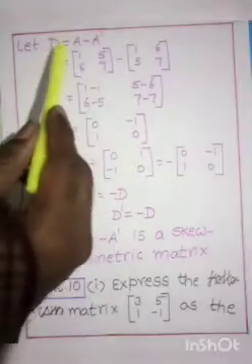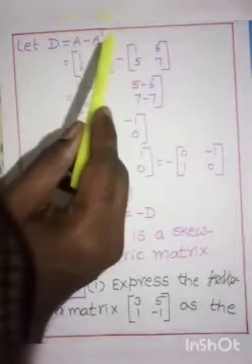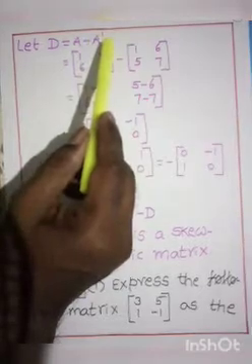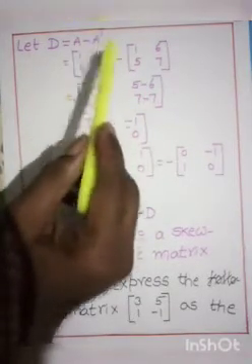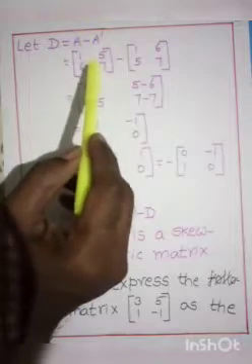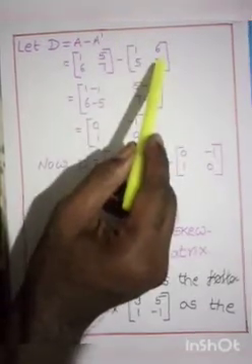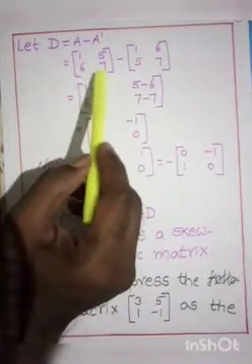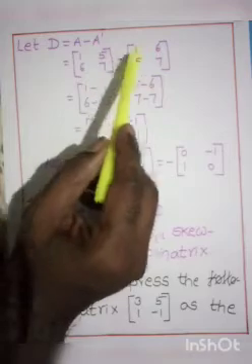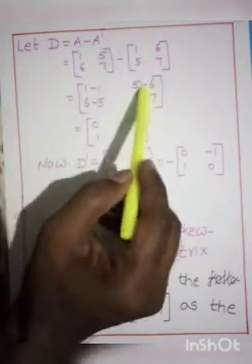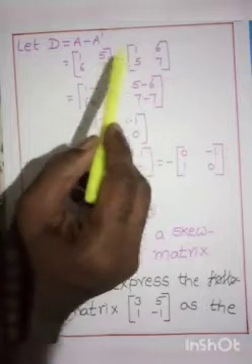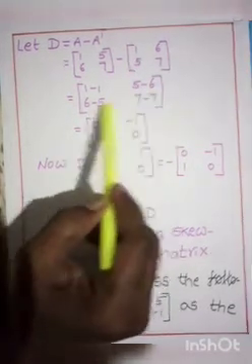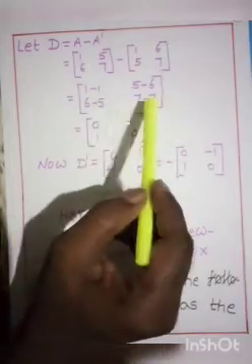Now let us assume D is equal to A minus A dash. Okay, my dear children. That is equal to, we are substituting here matrix A minus A transpose. Now we are subtracting this matrix from this matrix. So 1 minus 1, 5 minus 6, 6 minus 5, 7 minus 7. By subtracting the corresponding elements, we get this matrix. Understood this step, my dear children?